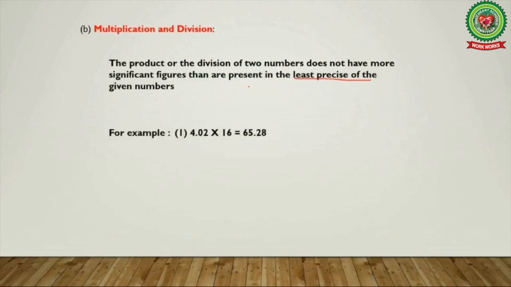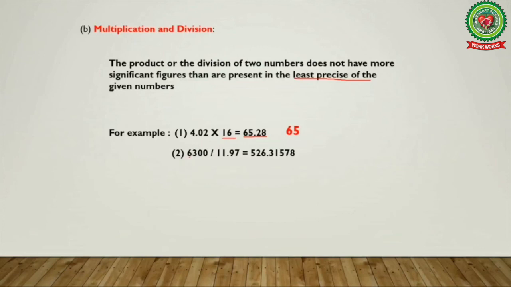Let's see. If you are going to multiply 4.02 with 16, you will get 65.28. Here the number of significant figures is 3, in 16 it is 2, but the result has 4 significant figures. So the answer will be 65, because the least number of significant figures is present in the number 16, which is equal to 2.